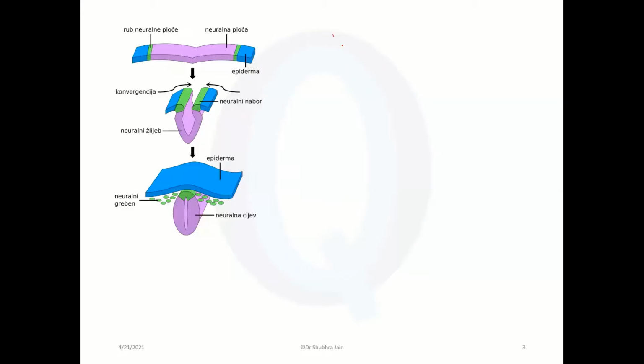Germ layer formation looks like this. Now what happens is it involutes from the starting. It involutes from the mid, and this is how it happens. So this stage is called neural tube formation.